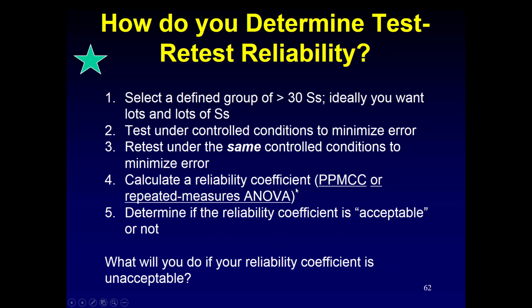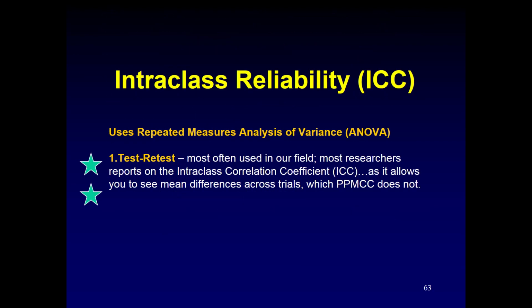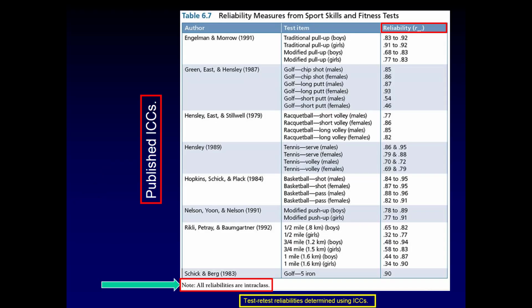So how do we determine reliability? Once again, what you're going to do is test 30 or more subjects. You're going to test them under controlled conditions to minimize error. You're going to calculate the PPMCC or do repeated measures ANOVA, and then you're going to figure out, does it meet the 0.80 value that we consider acceptable. ICC, use repeated measures ANOVA. It's beyond the scope of this course to show you how to do that, but you're going to see a lot of times in our field that these values are reported as the ICC.